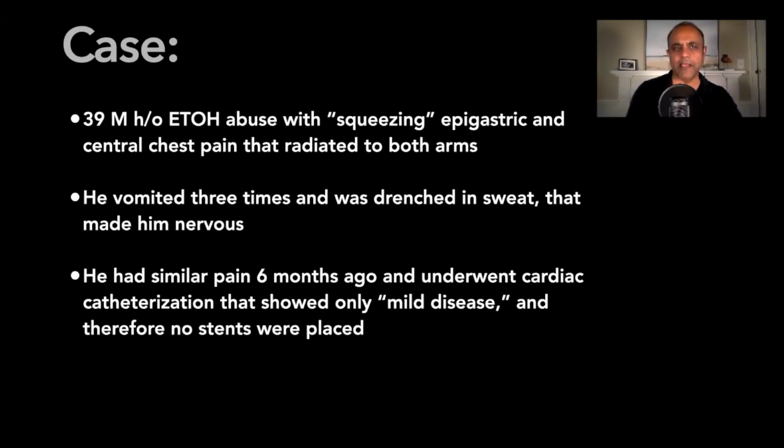Okay, so here's the case. This was a 39-year-old male with a history of alcohol abuse who was complaining of squeezing epigastric pain and central chest pain that radiated to both arms. He vomited about 3 times and was drenched in sweat, and that's what made him nervous. Now, he had a similar episode about 6 months prior and underwent cardiac catheterization that showed only mild disease, and therefore no stents were placed at that time.